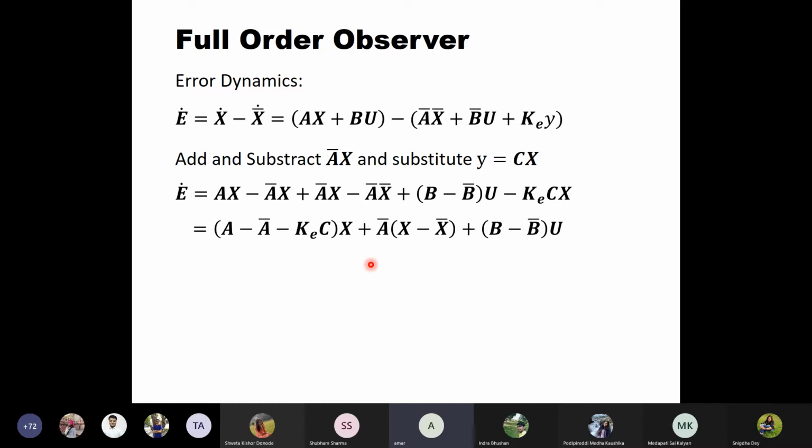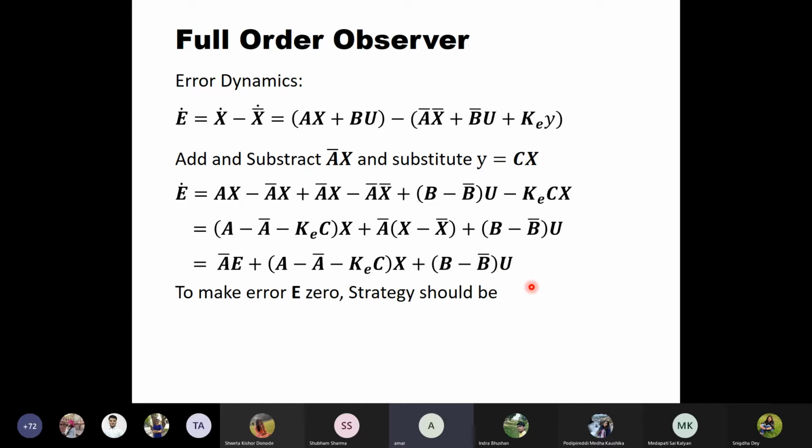So this is basically my error dynamics equation for this system. Now, our objective is to make the error zero. That means asymptotically the error should go towards zero, so e will be zero as t tends to infinity. If I write x minus x bar equal to e, then it will be A bar e plus (A minus A bar minus KeC) into x plus (B minus B bar) into u.